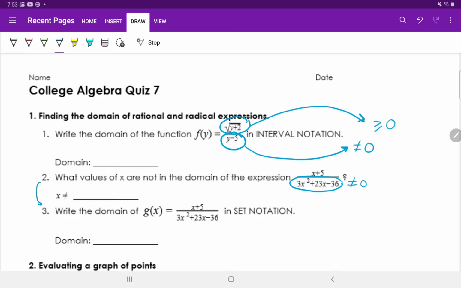And 2 and 3 are the same problem. Basically, you're just going to write your answer 2 different ways. Here, we're going to list the x values that would make the denominator 0. And then to write it in set notation, we need the set of all x in the real numbers such that, and then you're basically just going to put the answer from part 2 right here. So x does not equal, and then whatever those values were.